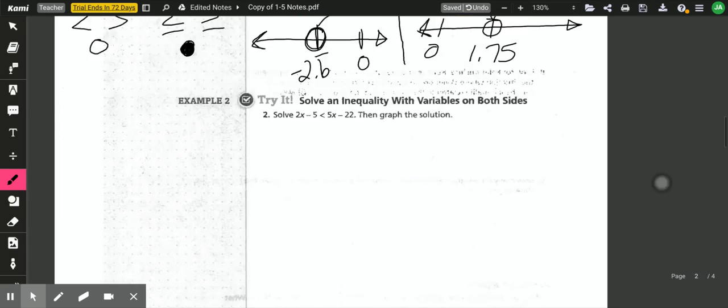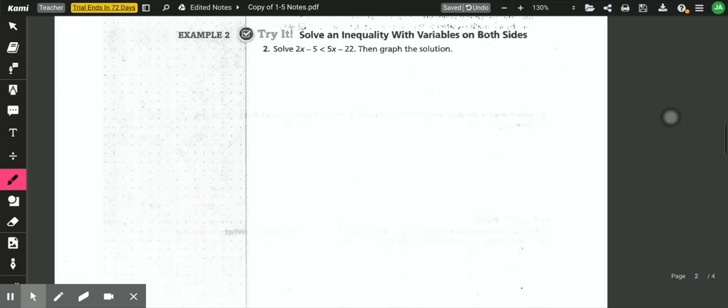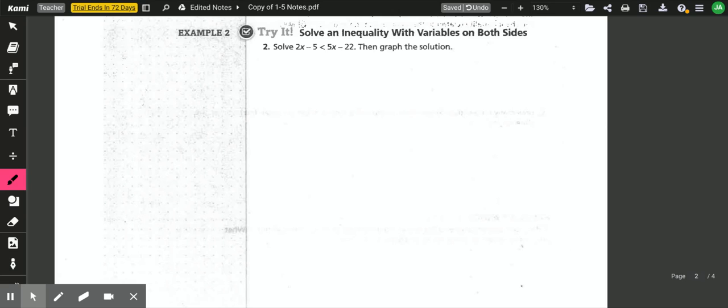Let's try our next example. We're going to solve an inequality that has variables on both sides. And one thing I actually am going to do, we're going to change our inequality symbol just a little bit. We're going to put an equal to underneath, just so we get the practice. Okay. I'm going to draw my line.